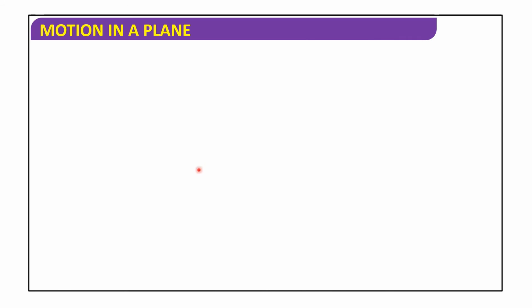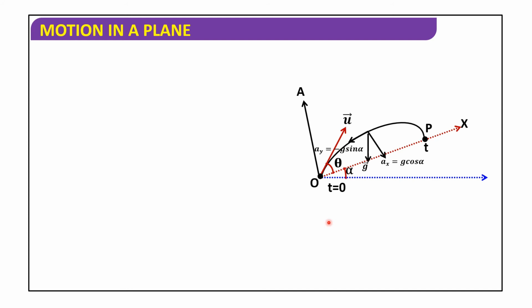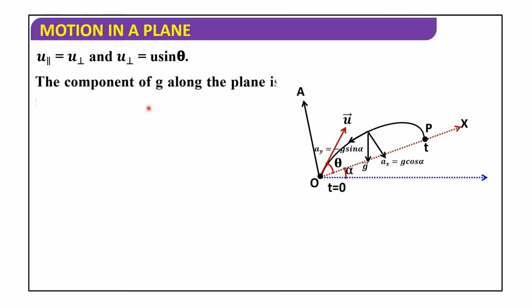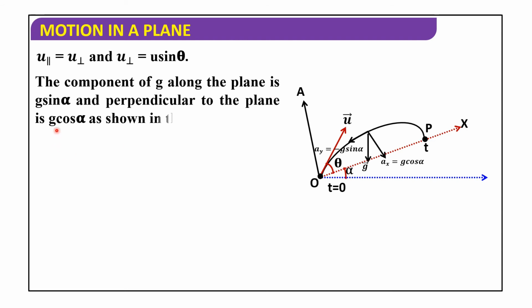Now next, see this picture. Here a body is projected with velocity u, and here are the perpendicular and parallel components. See here, the parallel component of initial velocity is u cos theta, and the perpendicular component of its initial velocity is u sin theta. So the component of g along the plane is g sin alpha and perpendicular to the plane is g cos alpha, as shown in the figure.